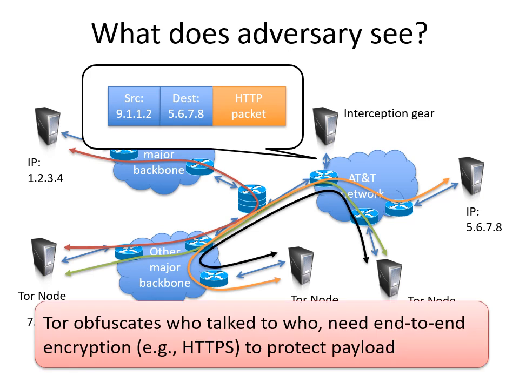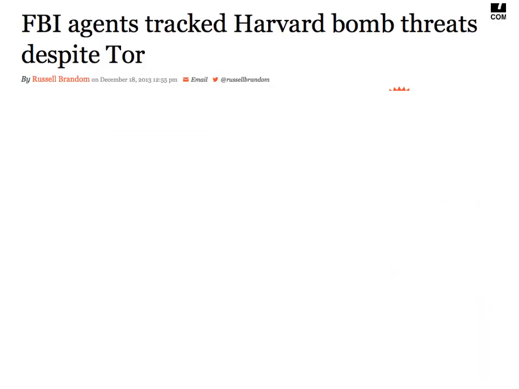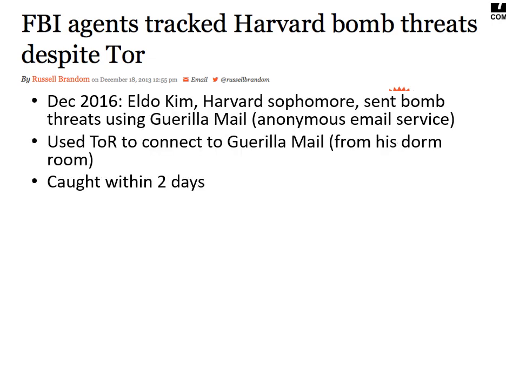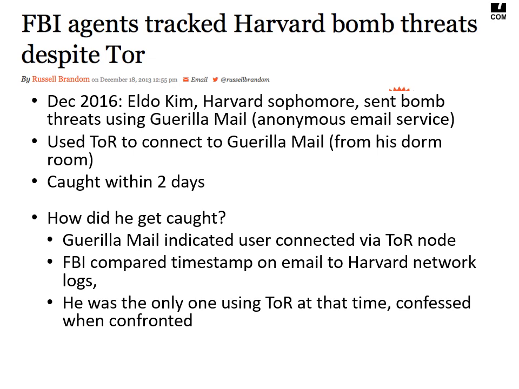There's actually a case at Harvard where a student was sending bomb threats using Tor. He was using Tor to connect to an email service. He thought that using Tor would conceal who he was. What happened is that the mail service he connected to had logs of who was connecting, and so the FBI could see somebody who's connecting over Tor.